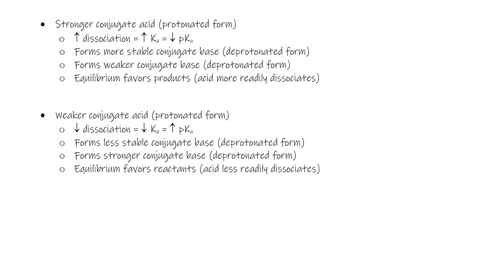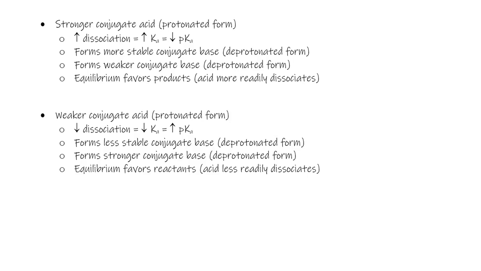The equilibrium is more favored towards that acid's products. A weaker conjugate acid is less likely to dissociate, which means it's more likely to remain as a reactant. When it dissociates, it forms a less stable conjugate base, which is more likely to react as a base in the reverse reaction and accept an H+, making it a stronger conjugate base. Both of these arguments, acid less likely to dissociate and base more likely to react, result in the equilibrium for a weaker conjugate acid favoring its reactant side.